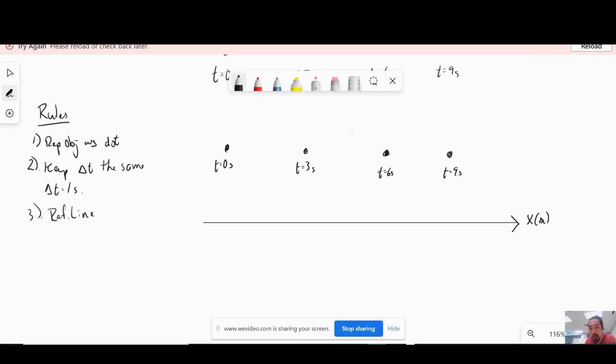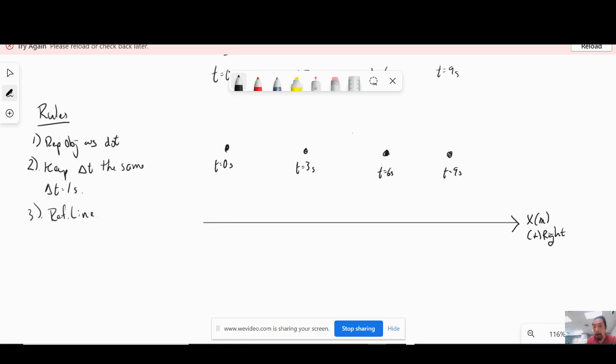Position, of course, being in meters. And you see this arrowhead? This arrowhead will tell me that this is going to be my positive direction. Okay, any sort of detail really, really helps. We can say this is positive, or we can even say that positive is going to the right.